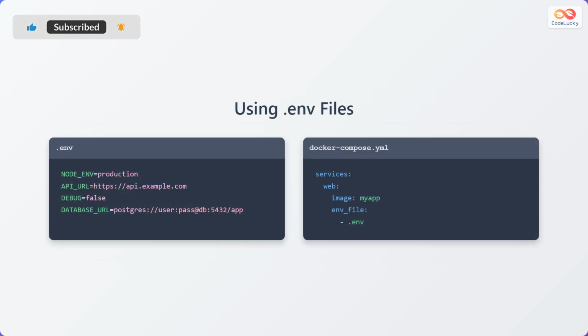For better organization, it's a good practice to store environment variables in a separate .env file. In the .env file, you can define your variables like this: NODE_ENV=production, API_URL=https://api.example.com, DEBUG=false, and DATABASE_URL=postgres://user:pass@db:5432/app. Then, in your docker-compose.yml file, you can reference this .env file using the env_file key.